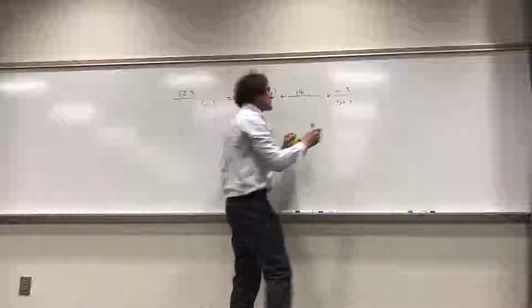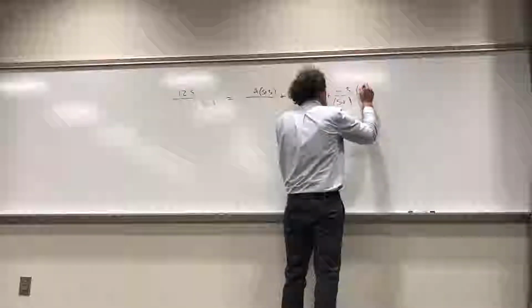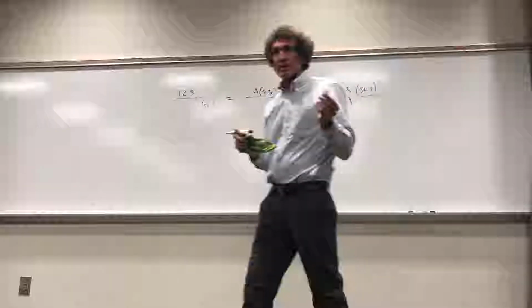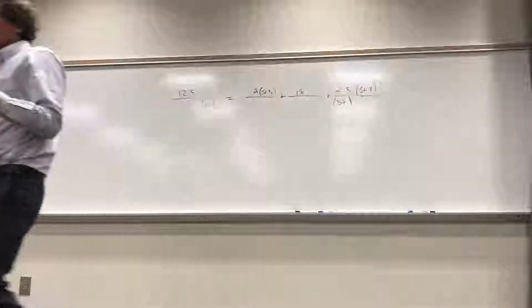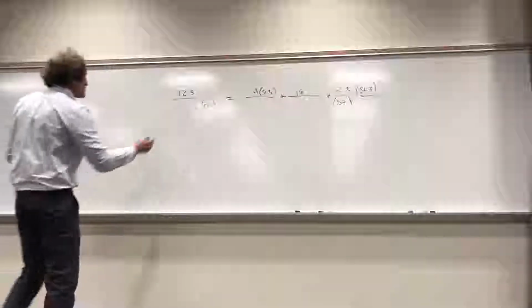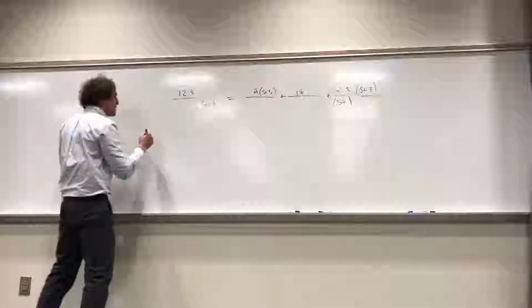Multiply by (s+3)^2. Everybody agree with me? Y'all see what I'm doing here? Now, the next step is to take a derivative with respect to s of both sides. Correct, class? When I take a derivative of this one with respect to s, what do I get?